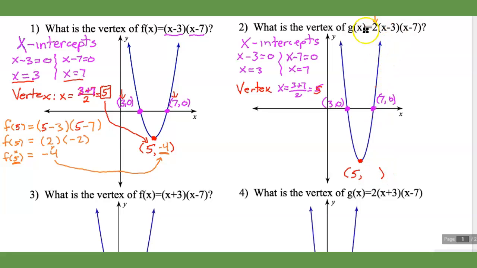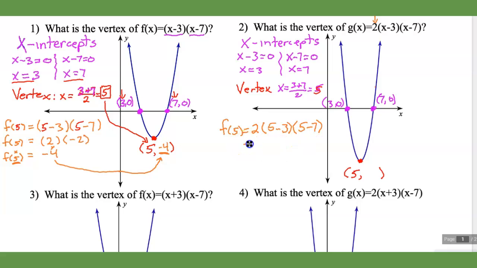So far, the effect of a GCF has not changed our x-intercepts. It has not changed where the x-coordinate of the vertex is, because it's always going to be in the middle, right? Exactly in the middle. Now, let's find out, evaluate this at 5, just like we did here, but now there is a 2 in the front. So it's 2 times 5 minus 3, and then times 5 minus 7.